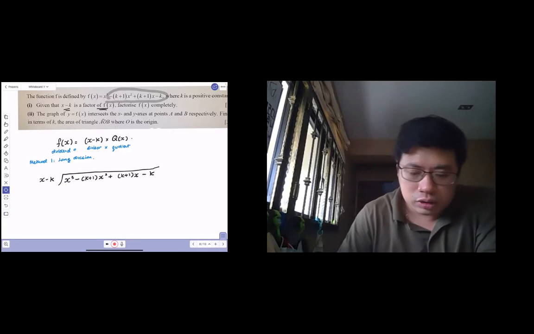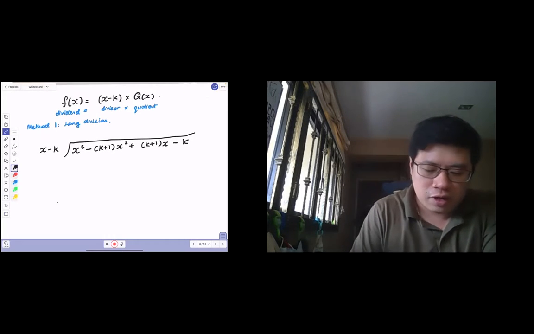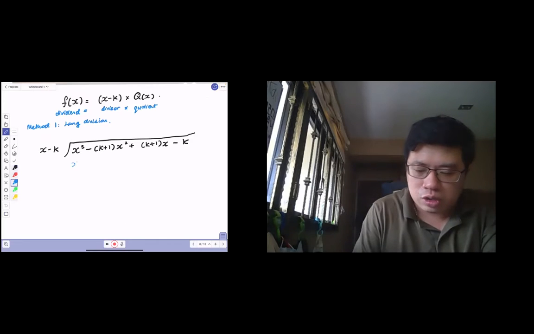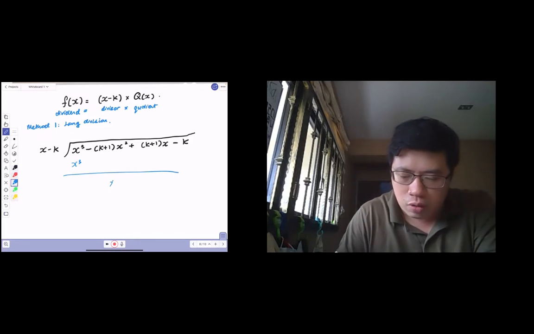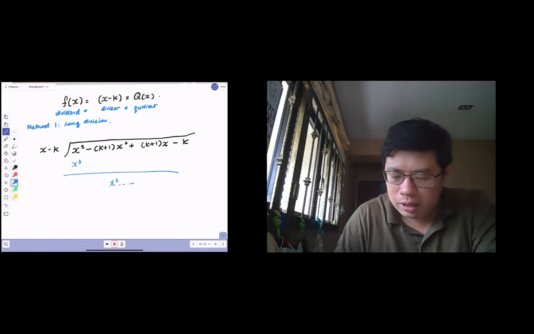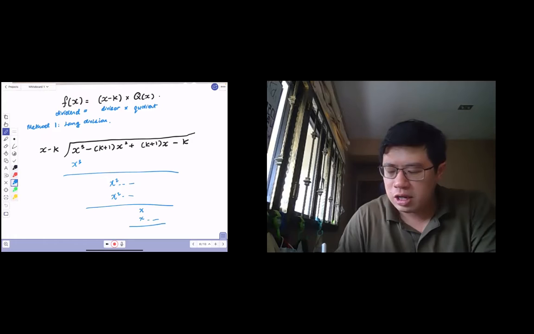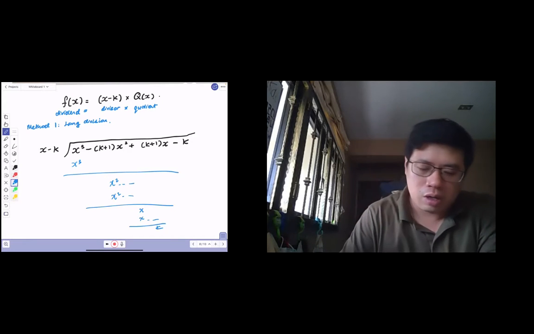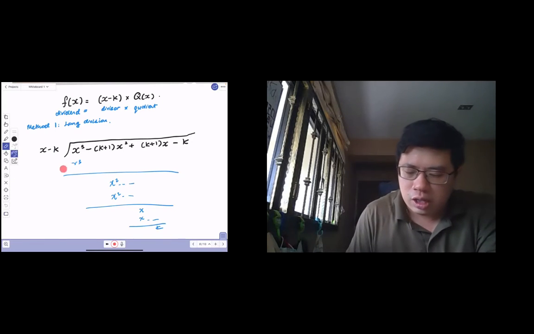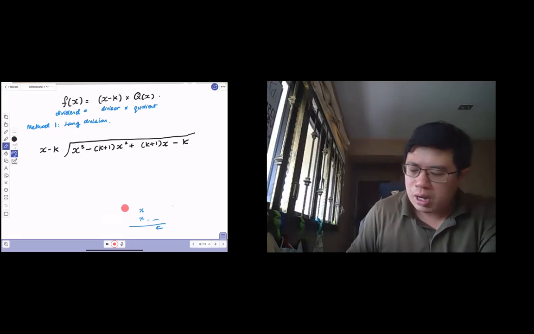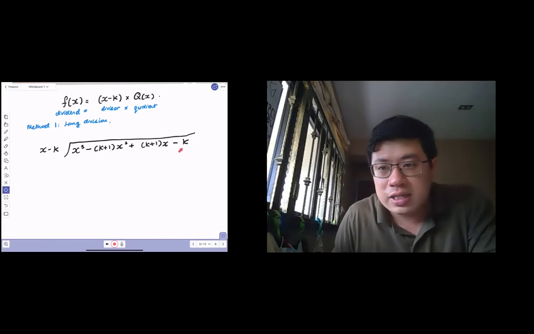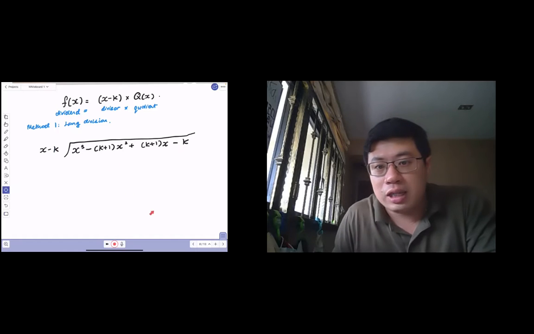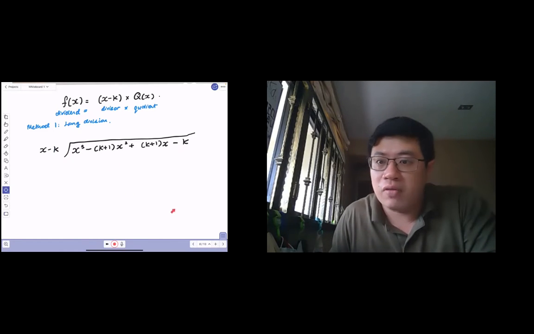Just imagine we are doing this. First we want to knock out the x cubed. Then there will be an x squared coming down, and you want to knock out the x squared. There will be an x coming down, and you want to knock out the x. Finally, you are left with a constant. Unlike numerical long division, in algebraic long division you may need to continue a few steps until the degree of the divisor is more than the degree of the remainder, because you cannot divide anymore.